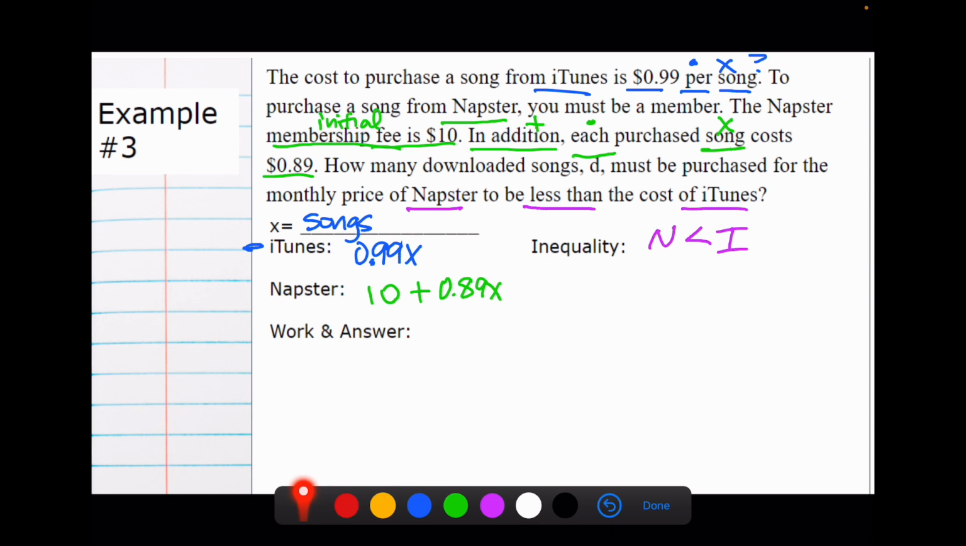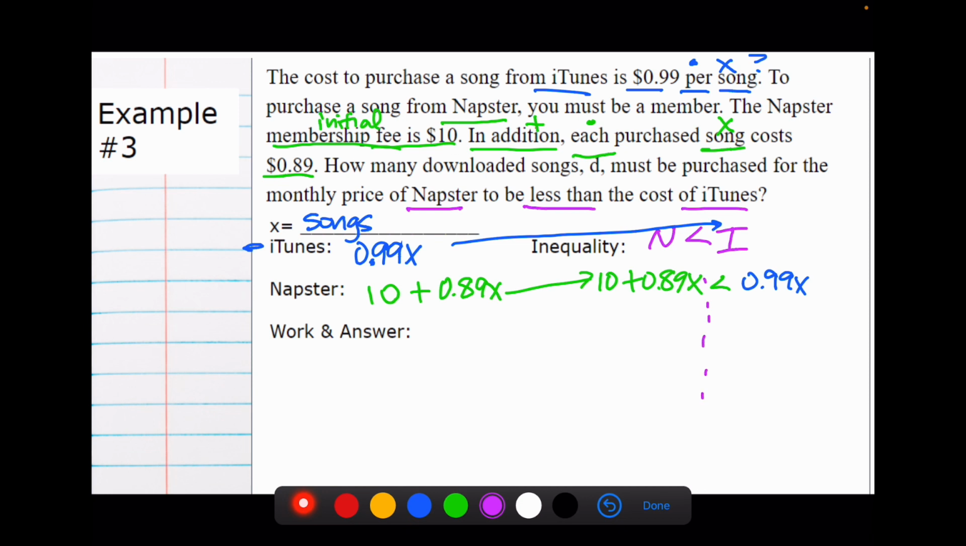So you need to take the time to slow down, write things out, and understand what order they have to be put in to do this correctly. So Napster goes first. So I'm going to do this here. And then iTunes goes next. And then I'm going to work this out.